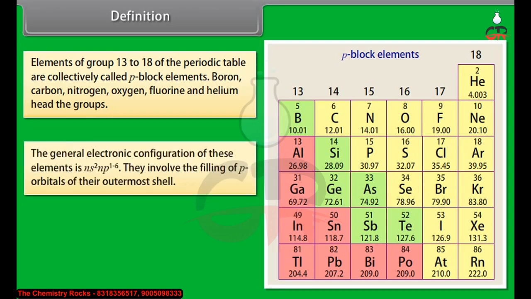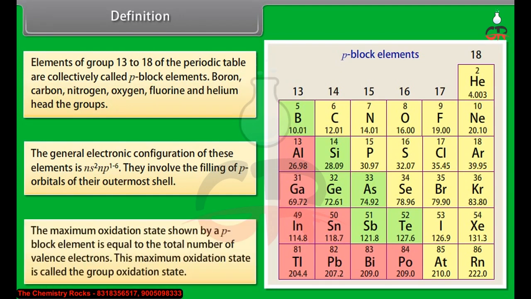The general electronic configuration of these elements is ns2 np1 to 6. They involve the filling of p orbitals of their outermost shell. The maximum oxidation state shown by a P block element is equal to the total number of valence electrons. This maximum oxidation state is called the group oxidation state.